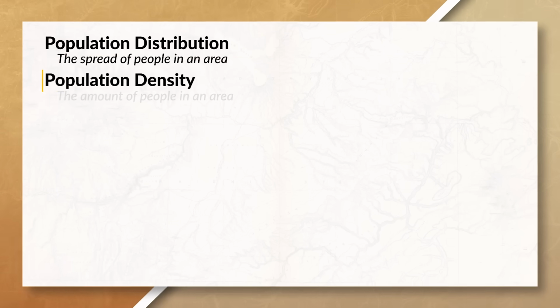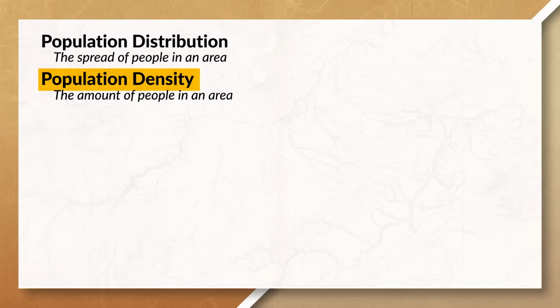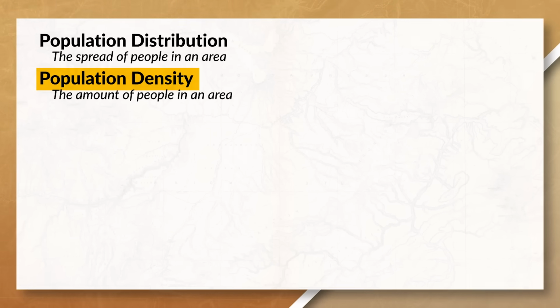Now, when looking at population distribution of a place, we can also examine the population density of a place. Population density is the amount of people in an area, and unlike population distribution, we are not focusing on the spread of people. Instead, we are focusing on the number of people. When looking at density, we can see that there are 3 main types of population density that you need to know: arithmetic density, physiological density, and agricultural density.